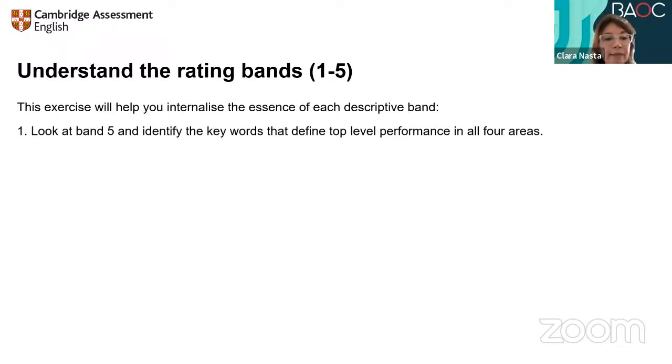For example, this exercise, we can do it now. I will show you now on the screen band 5 for B2. But if you can access the documents we shared with you, you also have that with you. You should be looking at the B2 assessment criteria, band 5, for example. So look at band 5 and identify the keywords that define top-level performance in all 4 areas, right?